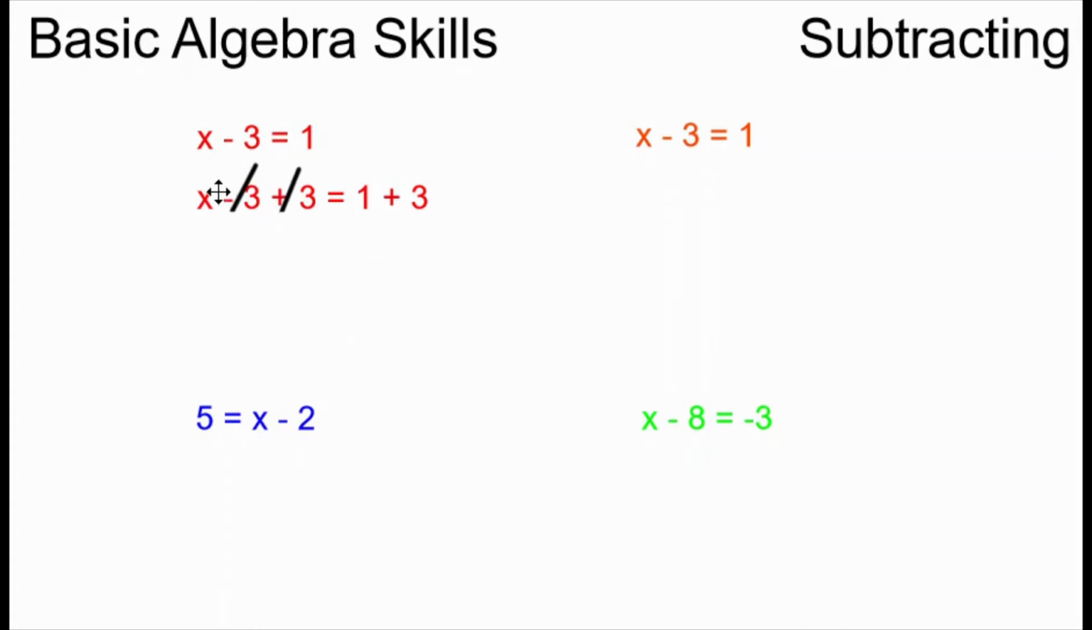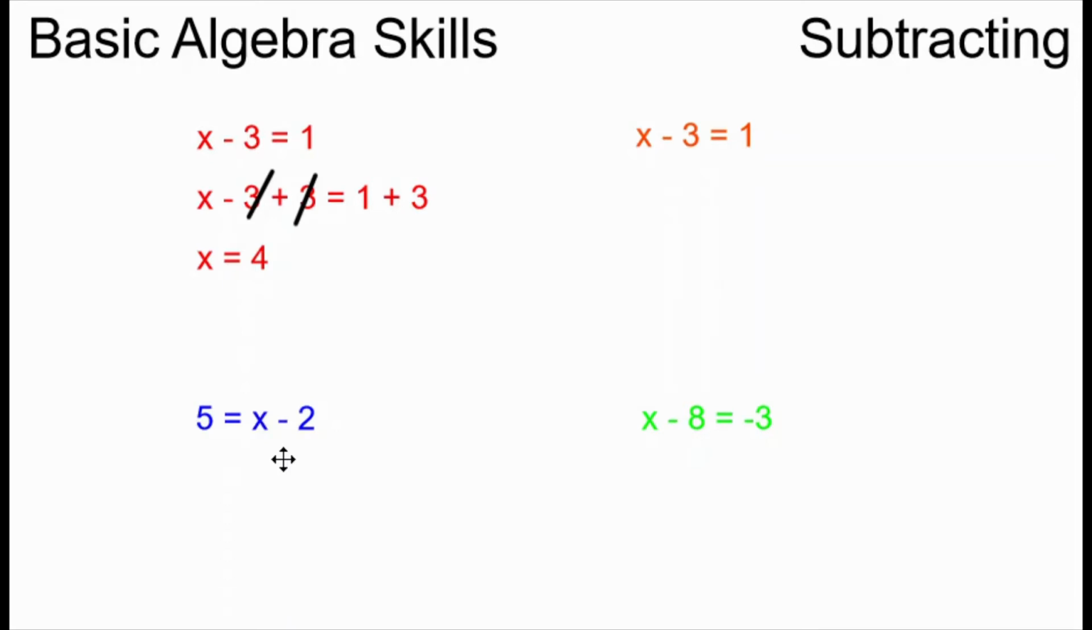Now these 3's cancel. And my x is alone on the left side of the equal sign. Since on the right side 1 plus 3 equals 4, I'm able to write x equals 4, and I have my answer. The second example, down here on the bottom left, is 5 equals x minus 2.